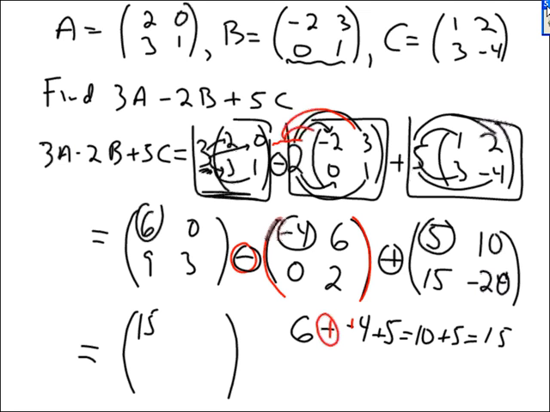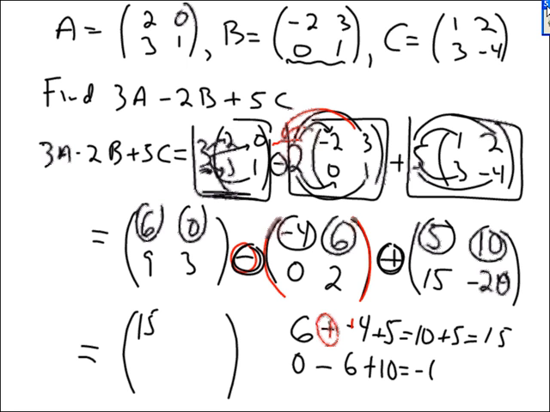Top right corner. 0 minus 6 is negative 6 plus 10. Negative 6 plus 10 is the same as 10 minus 6, or 4. So 4 goes here.